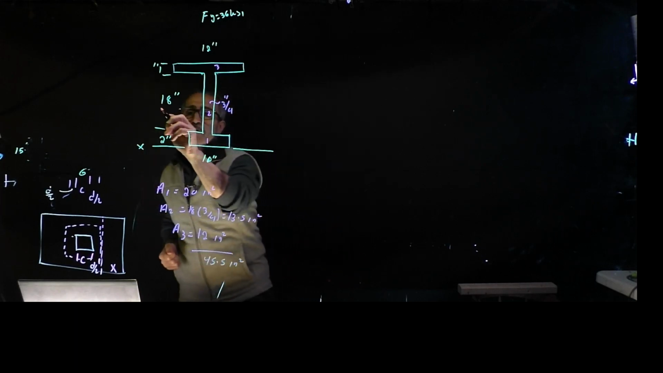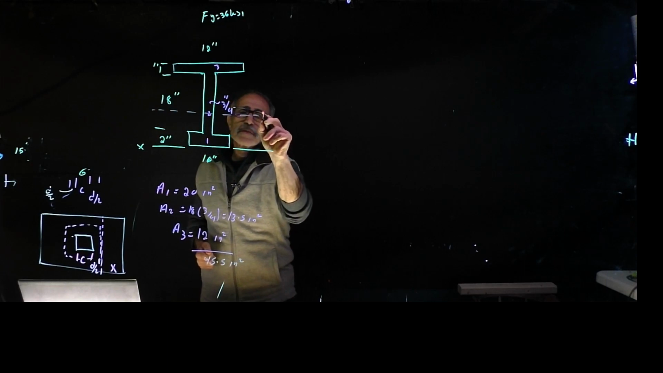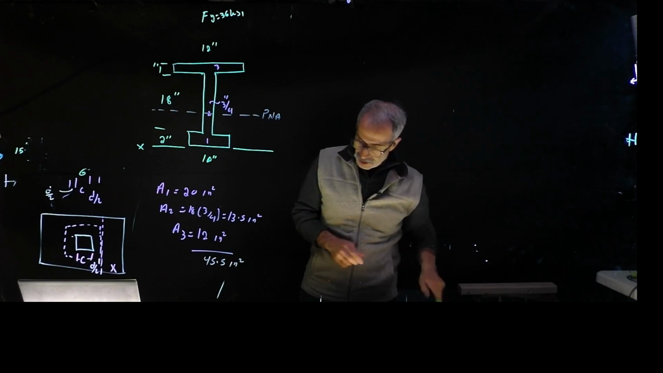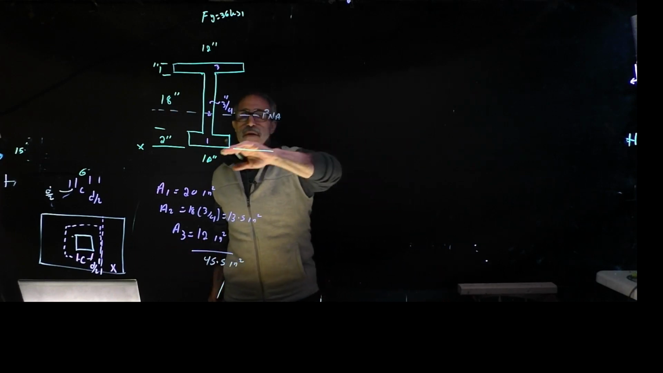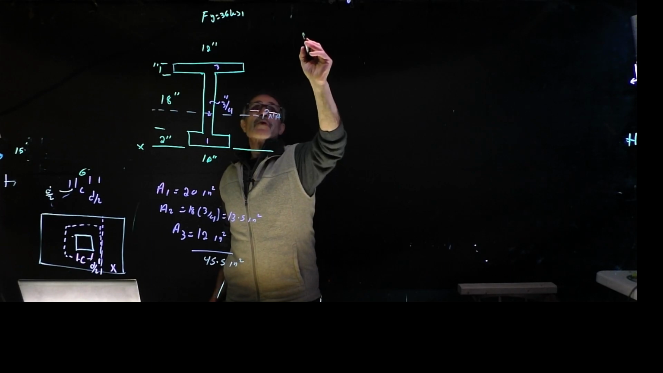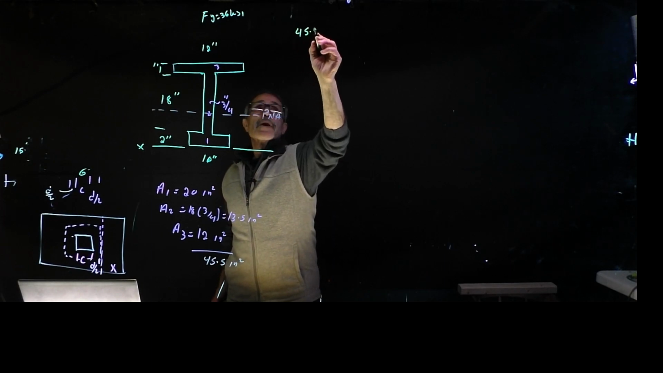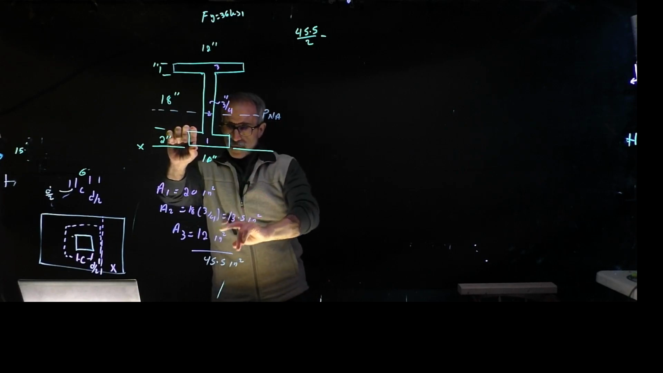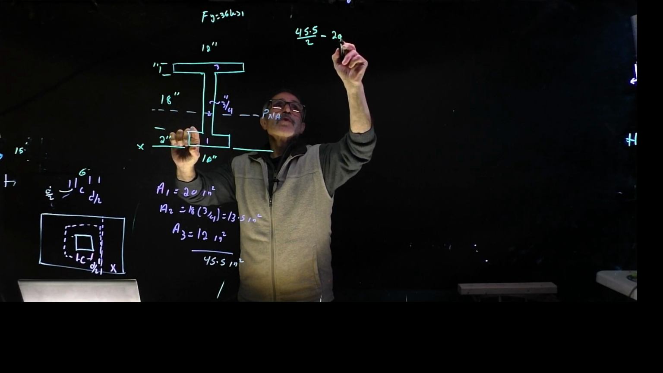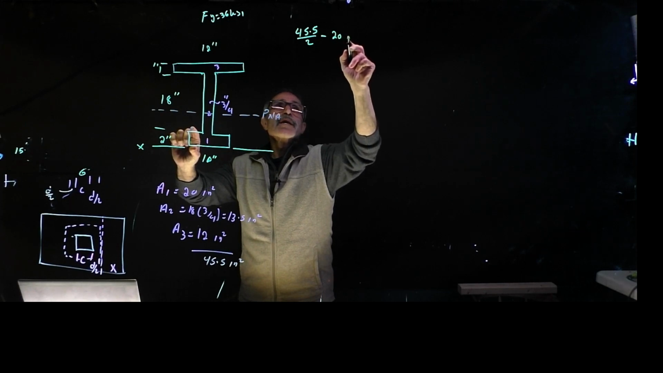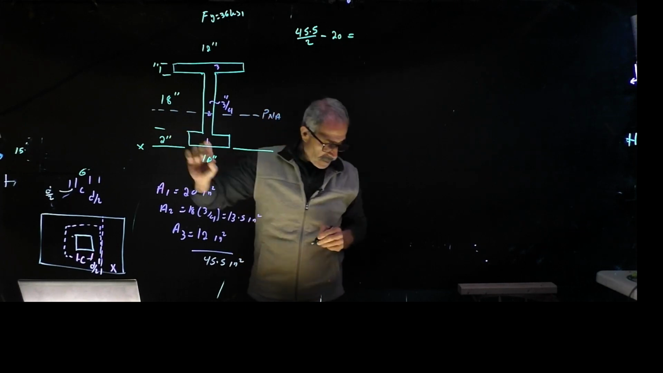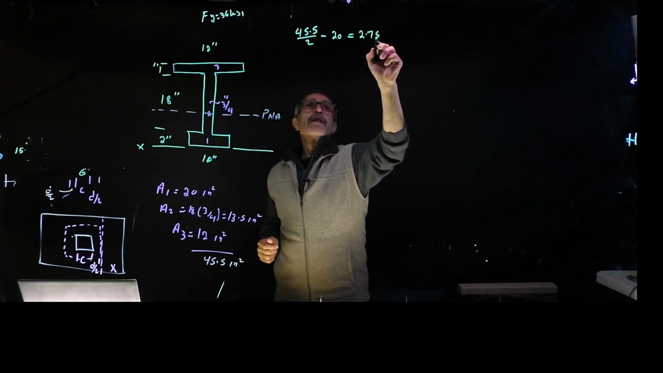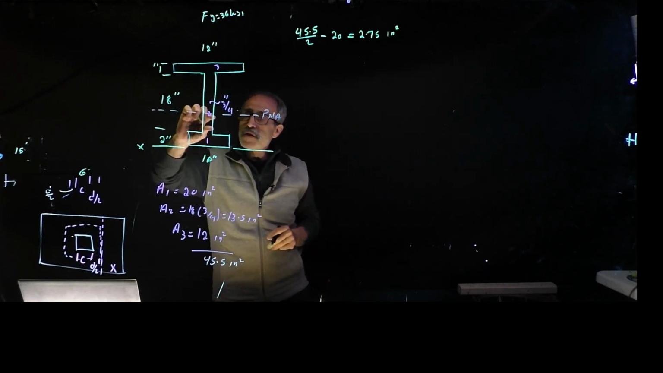I want to know where the plastic neutral axis, PNA, is going to be. If half of that is 45.5 divided by 2, and if I take out the 20 square inches, that will give me 2.75 square inches. So I need 2.75 square inches from here.